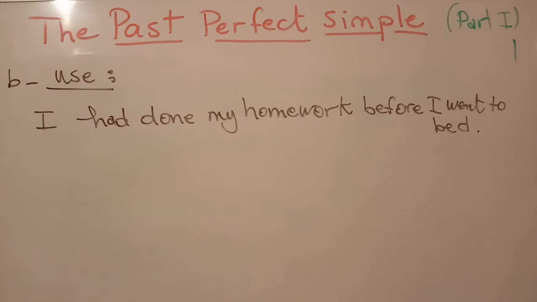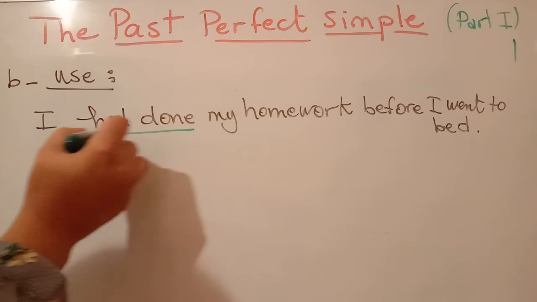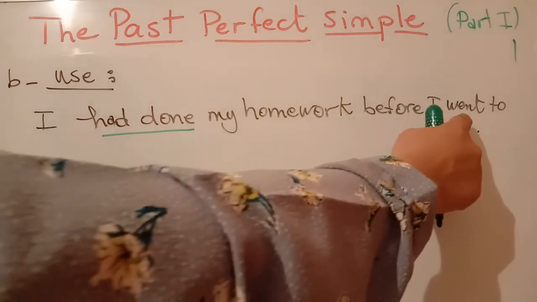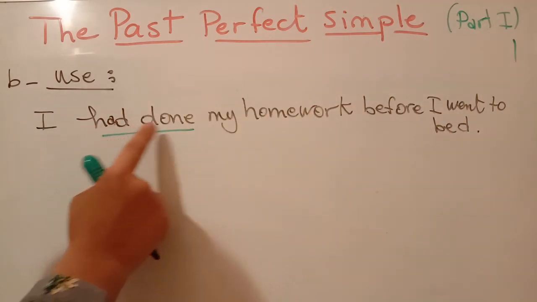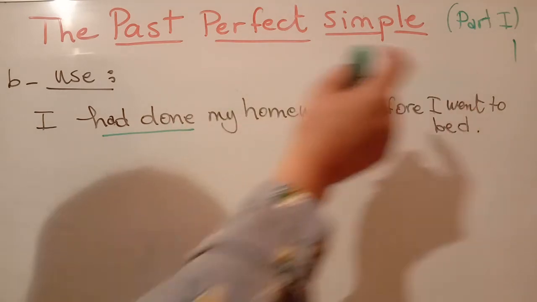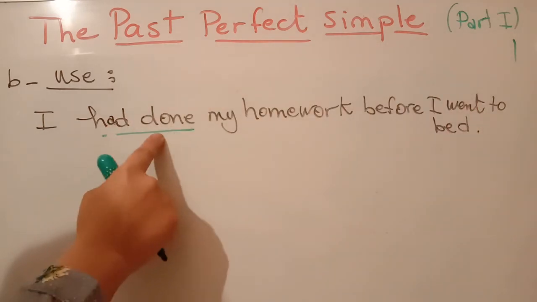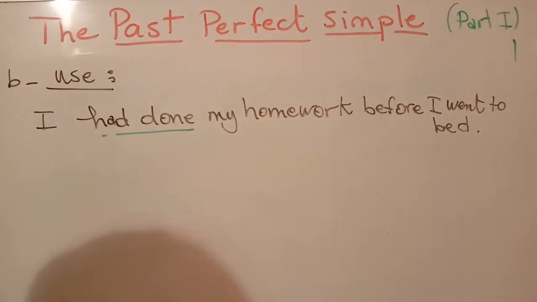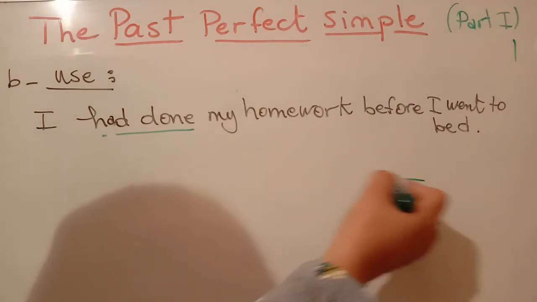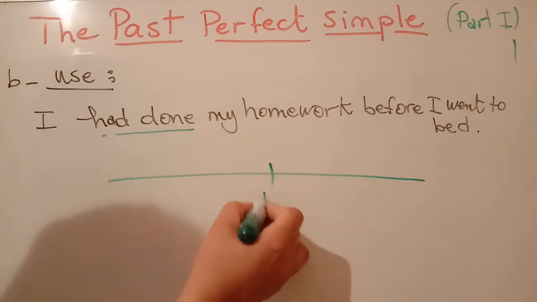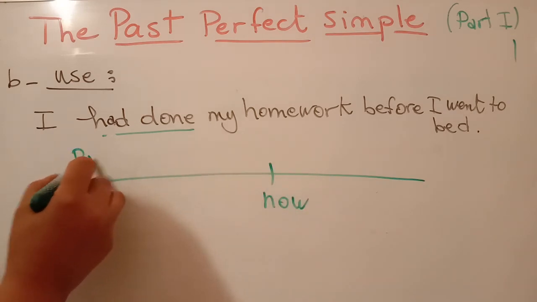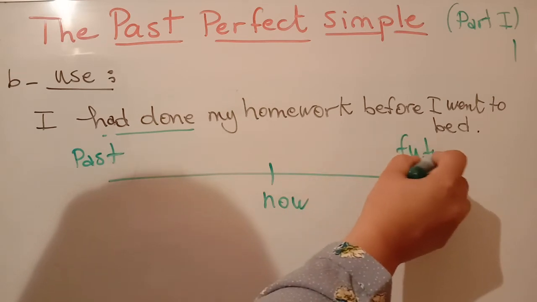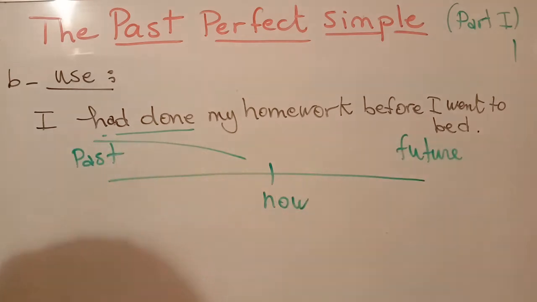Okay? So here, as you see, we have two actions. The action of do and the action of go. So we have had done and you have went. You have the past perfect simple and you have the simple past. So as you see here, you have two actions that took place in the past. So let me draw this timeline to clarify more. So you have now, you have the past, and you have here the future. So we are concerned with the past.